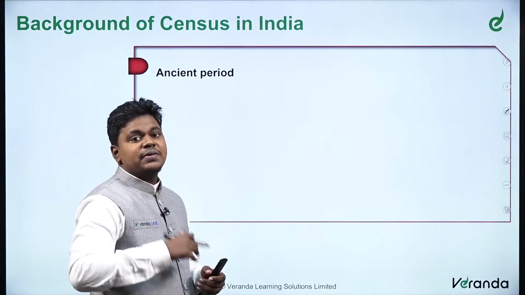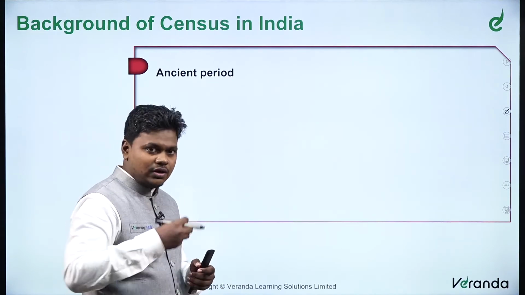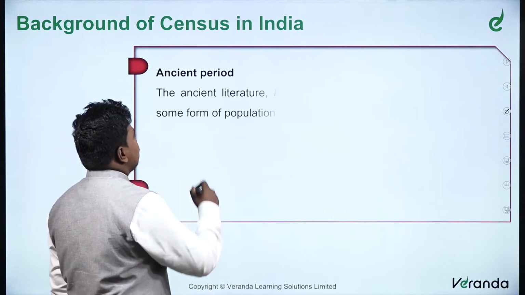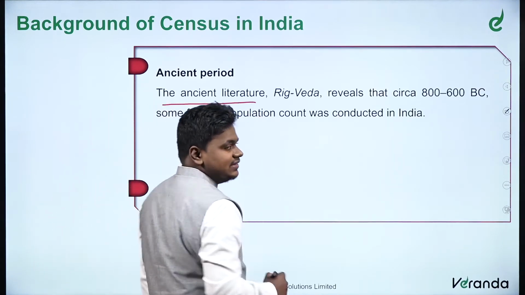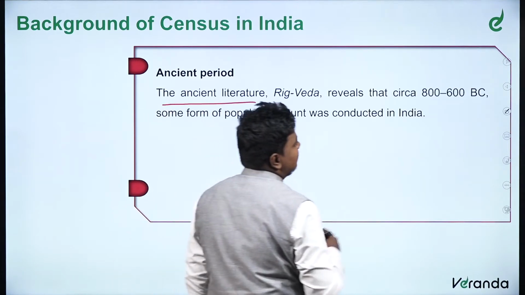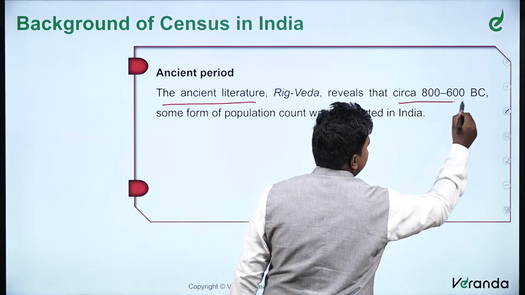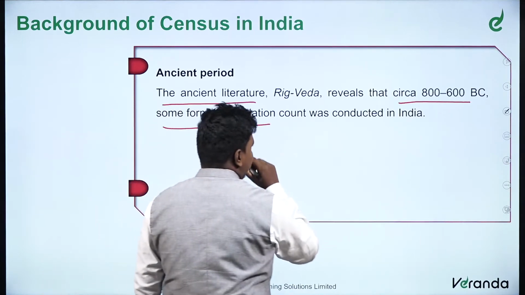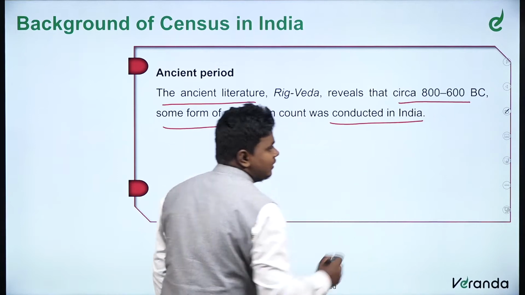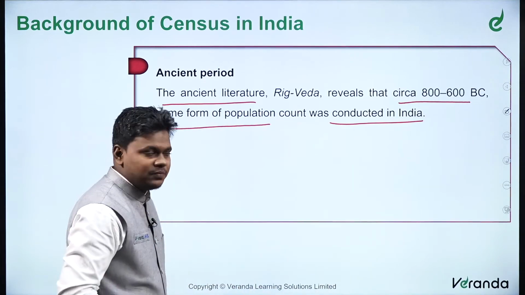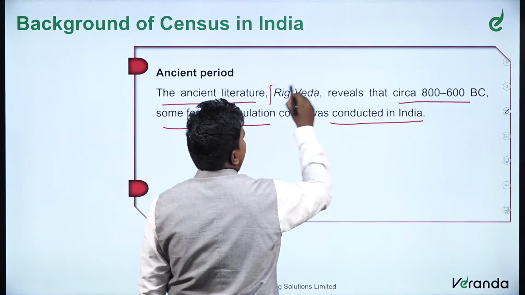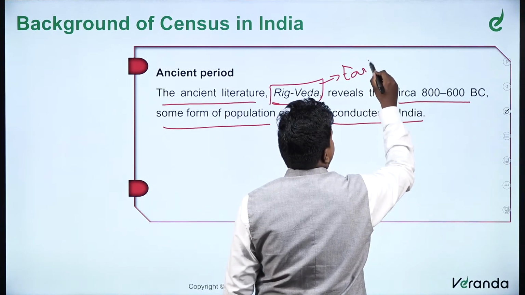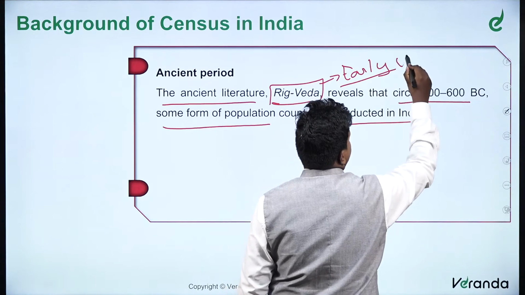So, in India from the ancient period we have this habit of counting population and keeping the data, that is the census. The ancient literature, the Rig Veda, actually reveals that from 800 to 600 BC, some form of population count was conducted in India. So, where do we get this detail from? It is got from the Rig Veda, which is an early Vedic text.